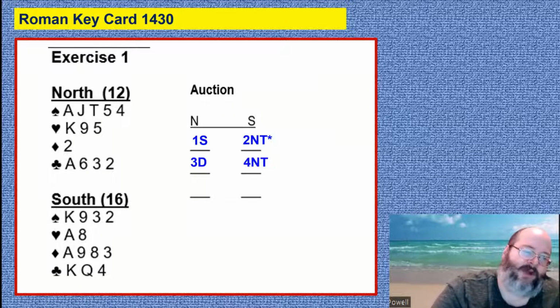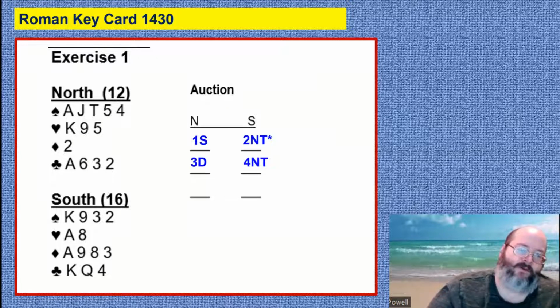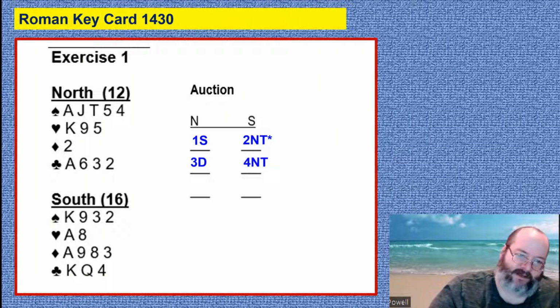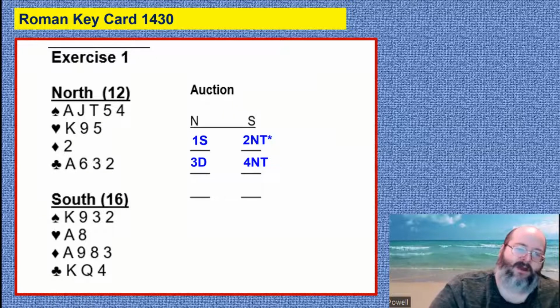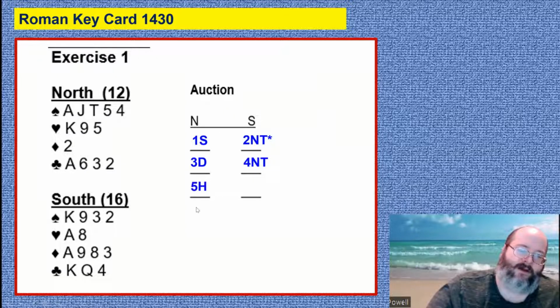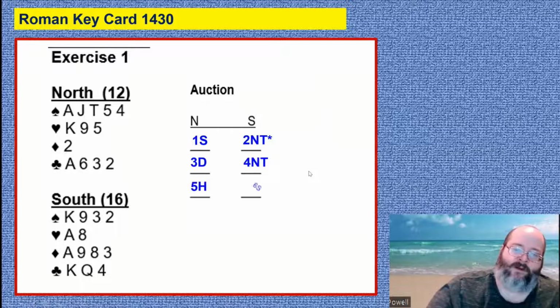North, how many key cards do you have? So the 5 key cards are 4 aces plus the king of spades. You have ace of clubs. You have ace of spades. That's 2 key cards. Do you have the queen of spades? No, you do not. So 5 hearts, 2 without the queen. And south, you're going to settle for 6 spades, right?